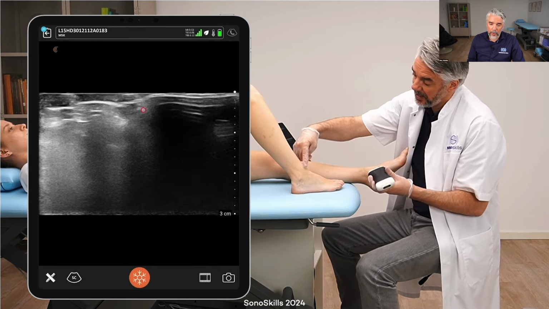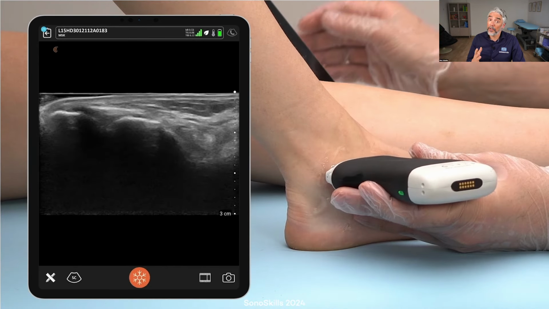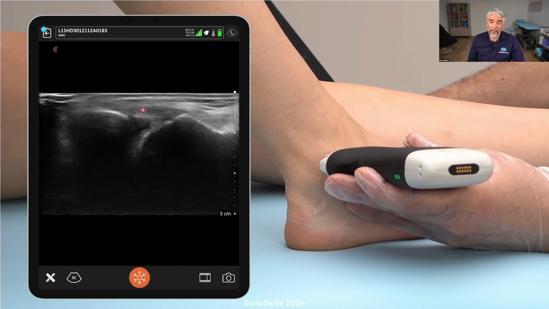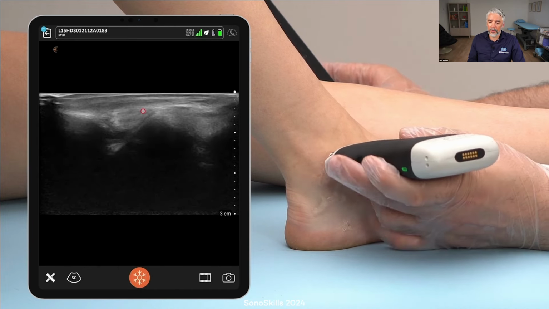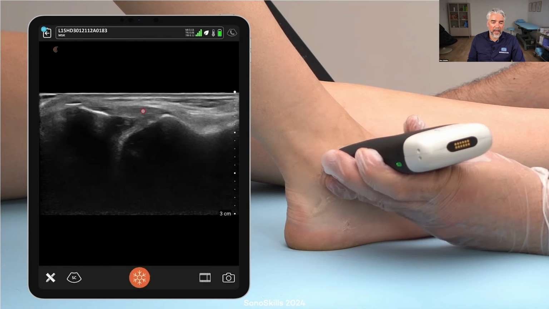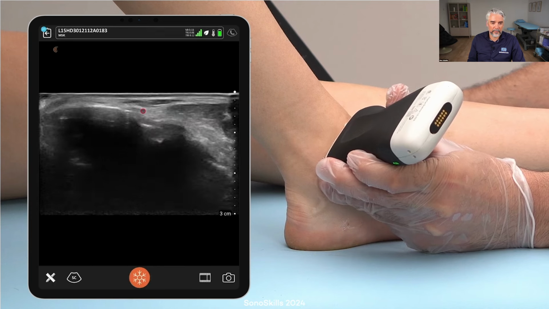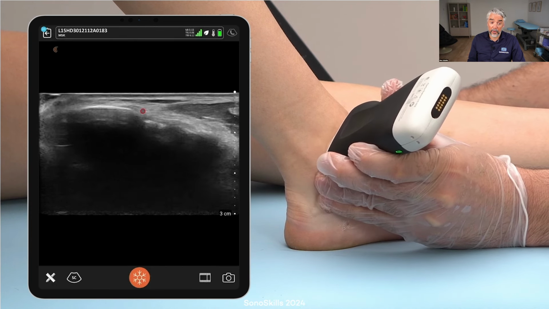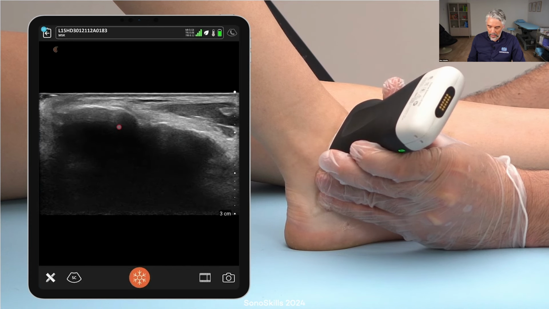Now we're going to look at the tibiofibular ligament, and like my finger is indicating, this is quite oblique. So from this talofibular ligament, I'm going to sweep the transducer to this oblique position, and then looking at the syndesmosis. And also, of course, the tibiofibular ligament, which can be seen right there.